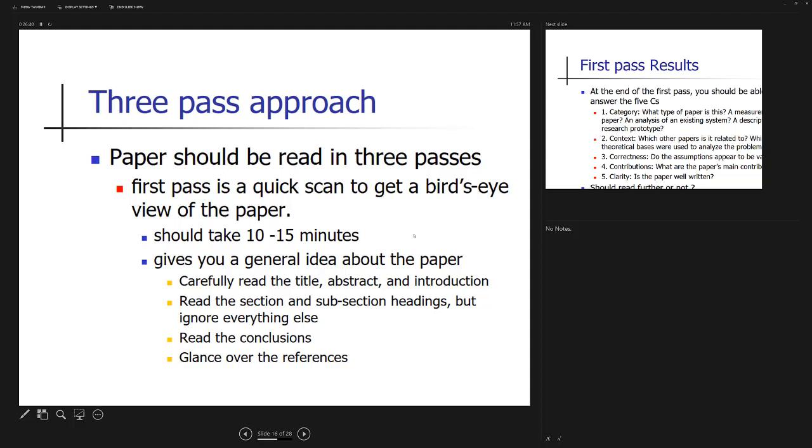So do what? Carefully read the title, abstract, and introduction. So you have to read 1.5 pages, literally. Okay.